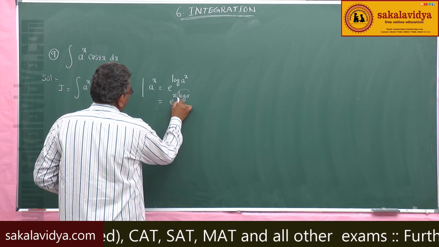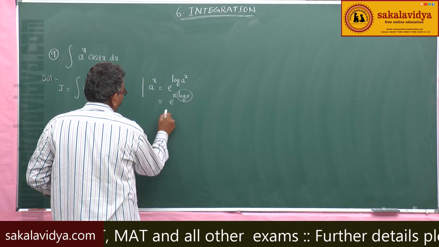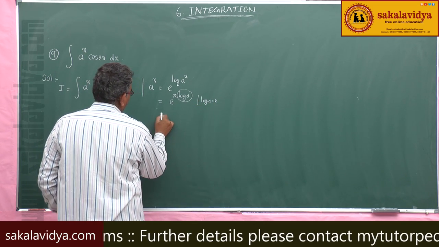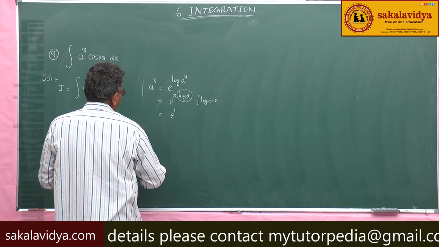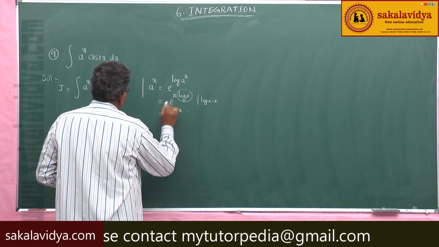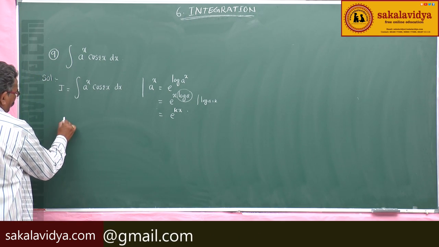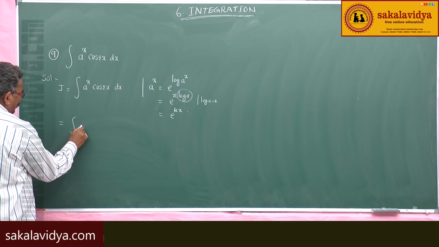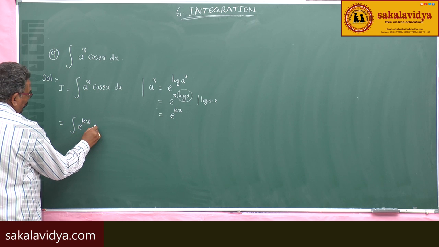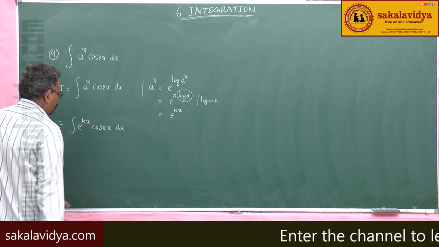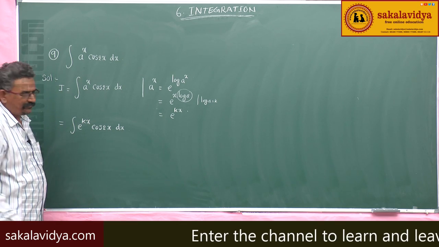Better, log a is equal to a constant, say k. This becomes in terms of e power kx. Just it appears to be e power ax only. So now let us substitute e power kx and cos 2x and dx. So this can be easily integrated.